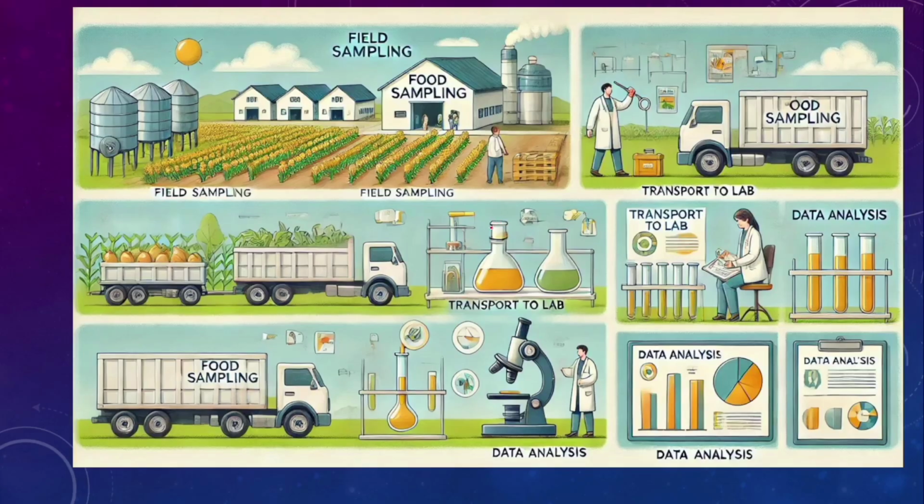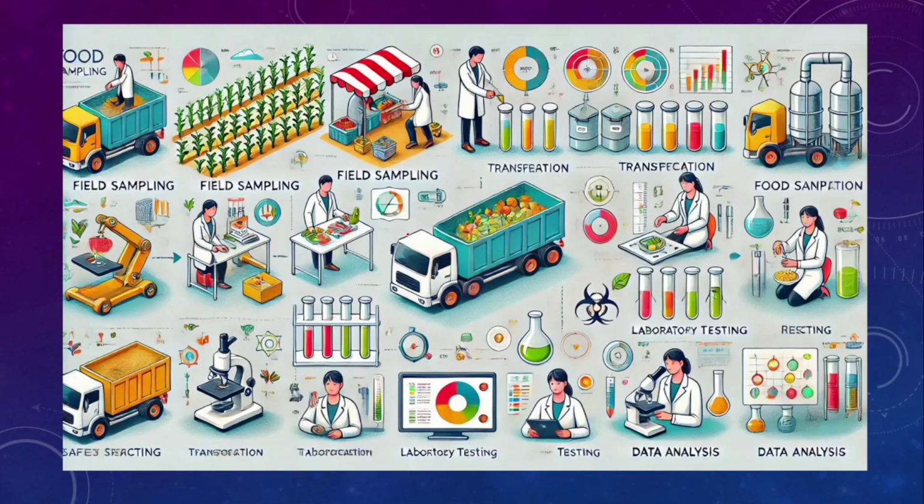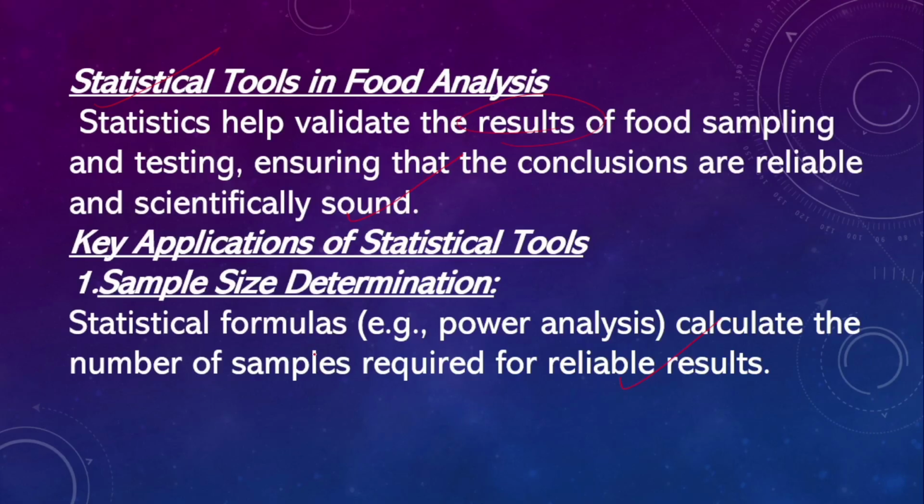In this diagram, we can see the entire food sampling process starting from the field level sampling, transportation to the laboratory, the laboratory analysis and the data analysis with the statistical tools. This image shows the step-by-step process of food sampling and analysis. It highlights field sampling and transportation, laboratory preparation, testing and data analysis, making it perfect for educational purposes. Overall, statistics improves the precision and credibility of the food analysis processes.